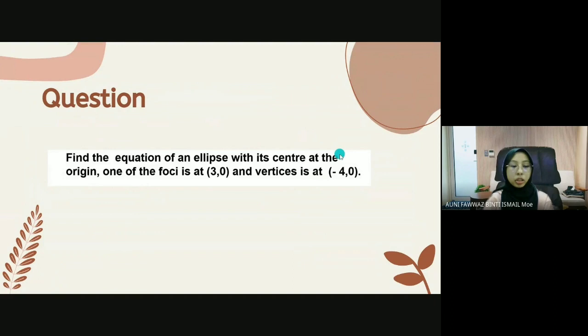For the question: find the equation of an ellipse with its center at the origin, which is (0, 0). One of the foci is at (3, 0) and a vertex is at (-4, 0).